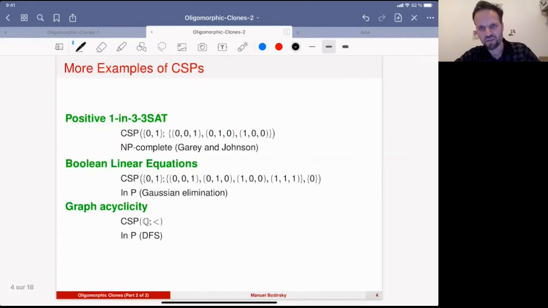And we have seen in the previous talk by Jakub Bulín that 2 examples, famous ones for finite domain CSPs, are positive 1-in-3 SAT and not-all-equal 3-SAT, for example. Also, Boolean linear equation systems can be coded as 2-element CSPs. What is new now is we also get problems like graph acyclicity. Input: a digraph. Question: is there a directed cycle, yes or no? And this can be solved in polynomial time.